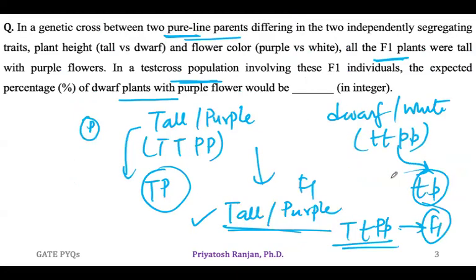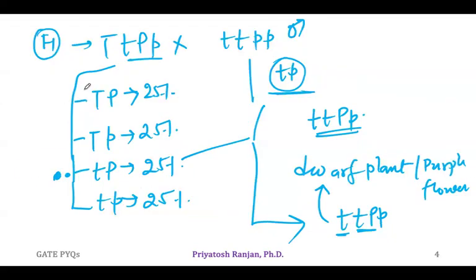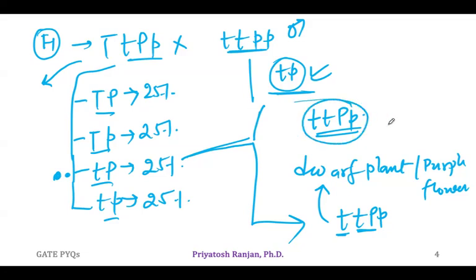So the expected percentage of dwarf plants with purple flower is going to be 25%, because this plant is always going to give us the gamete small t small p, while this plant from the F1 progeny is going to give us four different kinds of gametes, each having a probability of 25. So applying the law of multiplication, it is going to be 25 into 1.